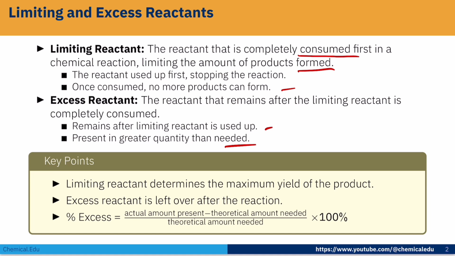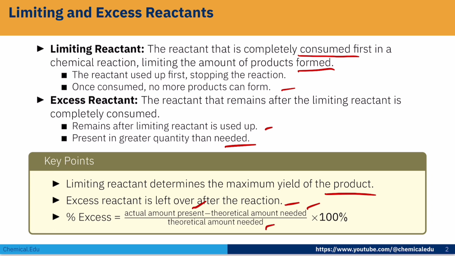Now, what are the key points? Limiting reactant determines the maximum yield of the product. Excess reactant is left over after the reaction. Now, how do you calculate percentage of excess reactant? So, actual amount present minus theoretical amount needed, divided by theoretical amount needed, times 100%.